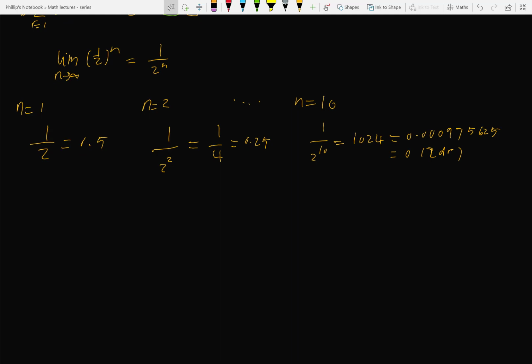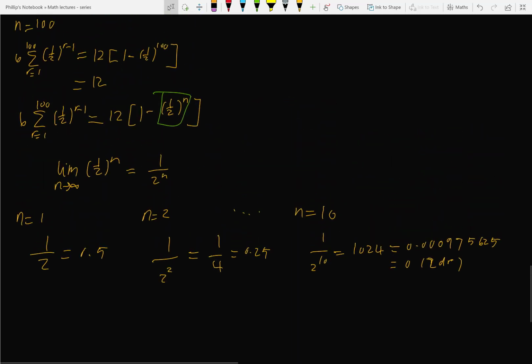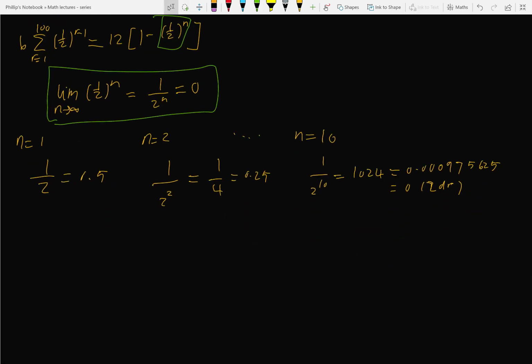Essentially what it means is as n gets bigger and bigger and bigger, and as n gets closer and closer to infinity, this gets closer and closer to 0. That's all this means. And how we're going to define infinite sums is as follows. This is a finite series, but an infinite sum.